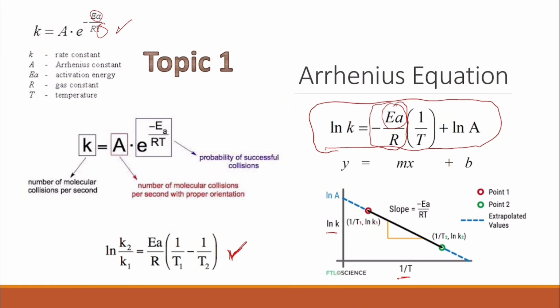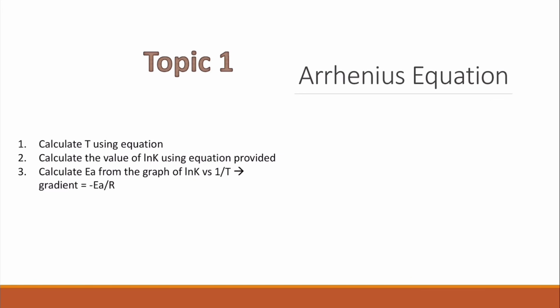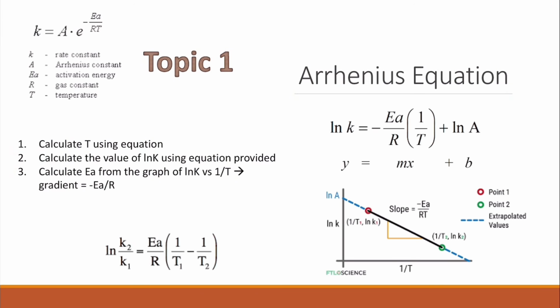They could also give you the second equation or the first one and ask you to calculate either the activation energy or the temperature. So these are the types of questions that have always been in the exam. Either calculate the temperature using the equation. Remember, please make note whether they ask you to find the temperature in Kelvin or in degrees Celsius. Calculate the value of the natural logarithm of k using the equation provided, or calculate the activation energy from the graph.